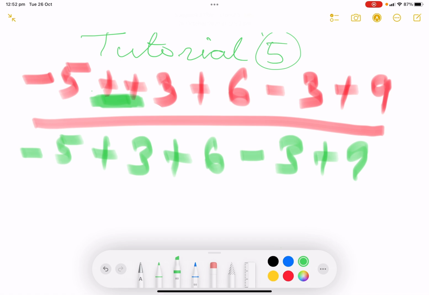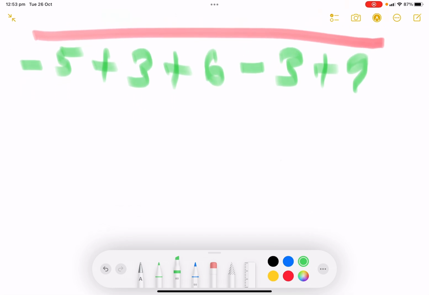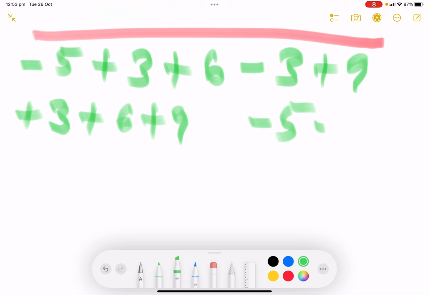The second step is to group the positives together and the negatives together. So let's do that. Let's start with the positives. Here we have +3, +6, and +9. On this side, we group the negatives. We have -5 and -3. So the third step is to use the same sign rule.